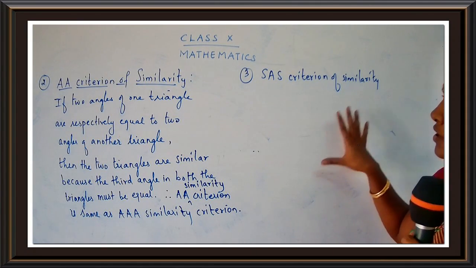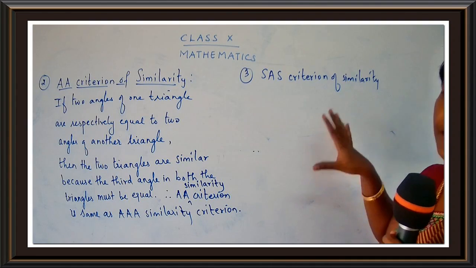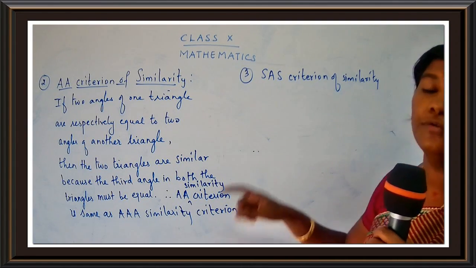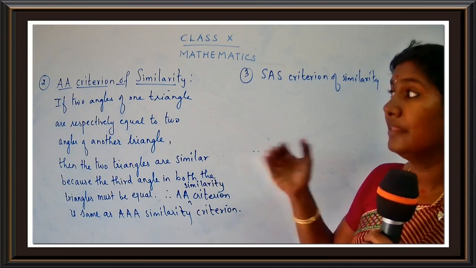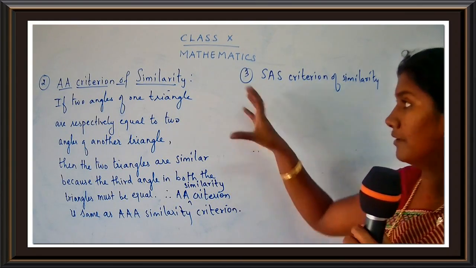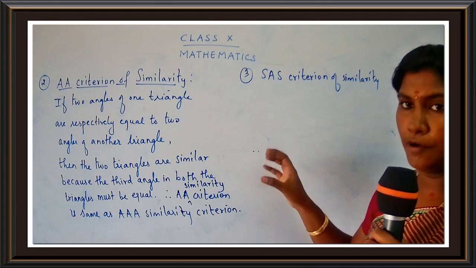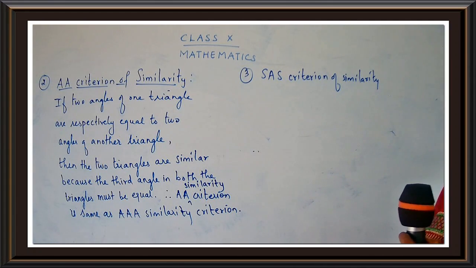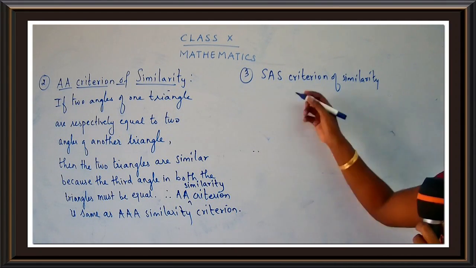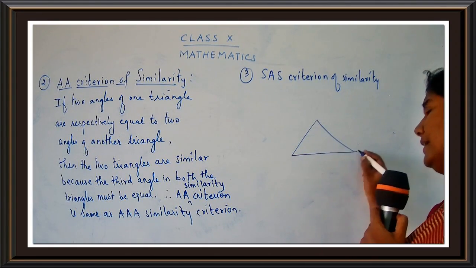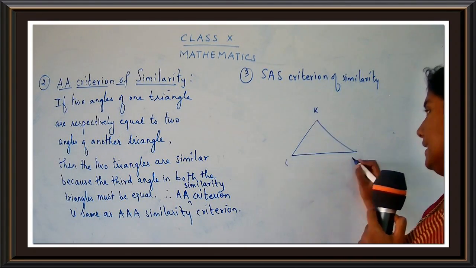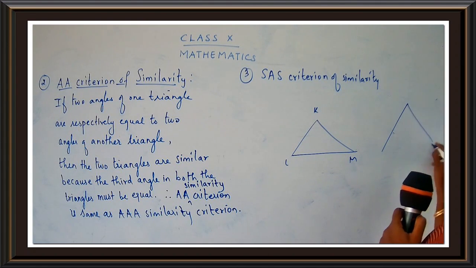Okay, children? So we have to take down the point, and you have to read the point, you have to understand the point, and you have to be clear with the point. Okay, children? Then only we can apply this criterions in our problems. Okay, now let's move for SAS. Very simple. I'll just take two triangles over here. I'll take a triangle KLM and I'll take a triangle ABC.